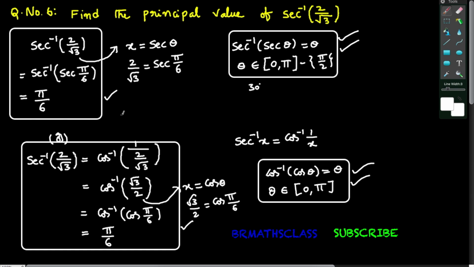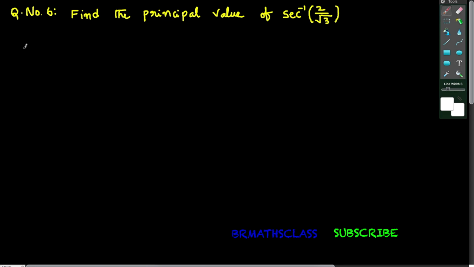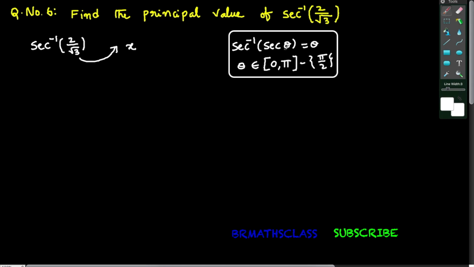Find the principal value of secant inverse of 2 divided by root 3. In this class, we are going to do this problem in two methods. First method, find the principal value of secant inverse of 2 divided by root 3. If you observe the question, this is of the form secant inverse of x. We know this formula, secant inverse of secant theta equals theta. This formula holds good when theta belongs to the closed interval 0, pi except pi by 2.